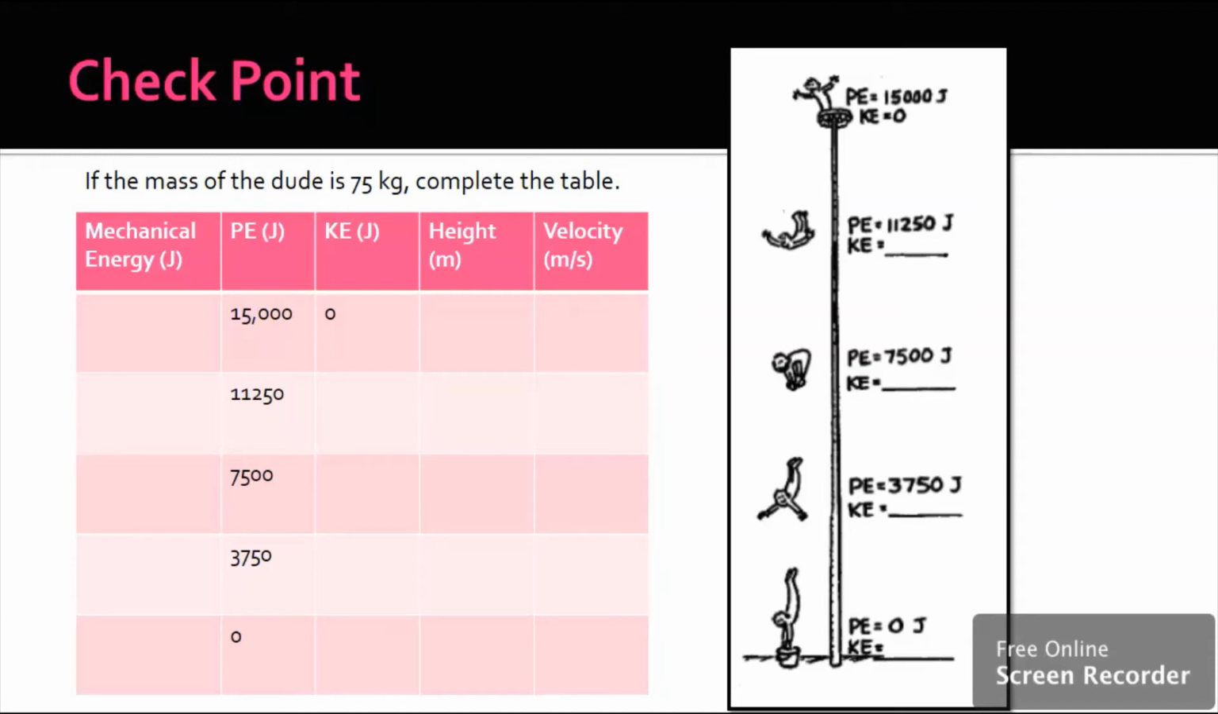So there is the first column and the third column. Mechanical is always 15,000, and the kinetic energy you can fill in. Then the height. Well, how do you figure out the height?